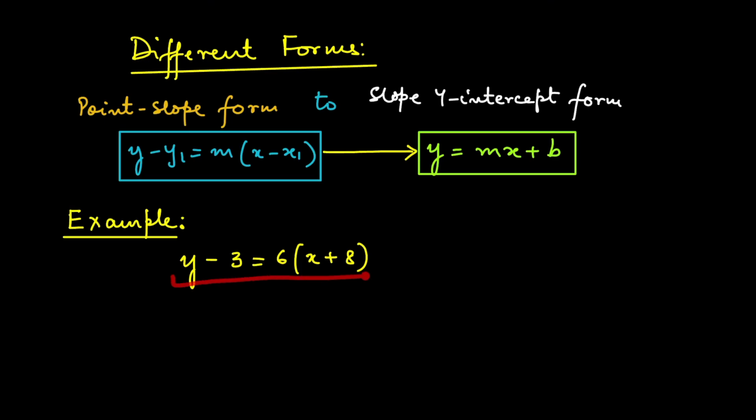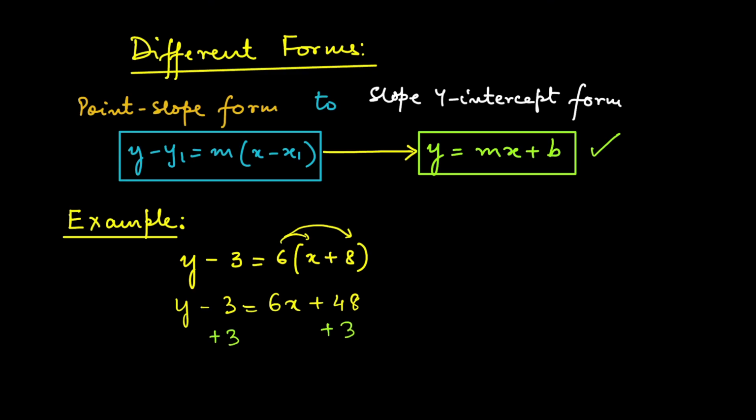So this is the first example. First we rearrange. So y minus 3 equals, we distribute this 6 times x, so 6x, and 6 times positive 8, so it's positive 48. And as we want to isolate y, we add 3 on both sides. So the 3 minus 3 cancels out, and we are left with y equals 6x plus 48 plus 3, so it is 51.